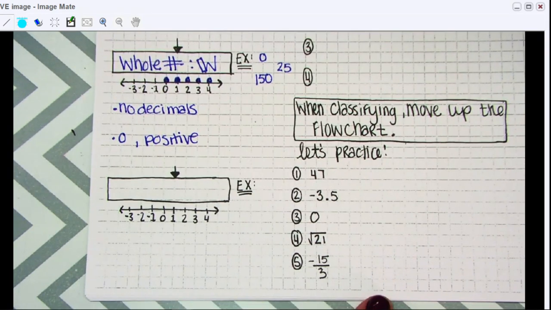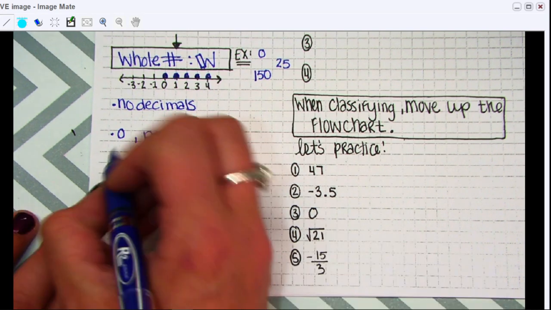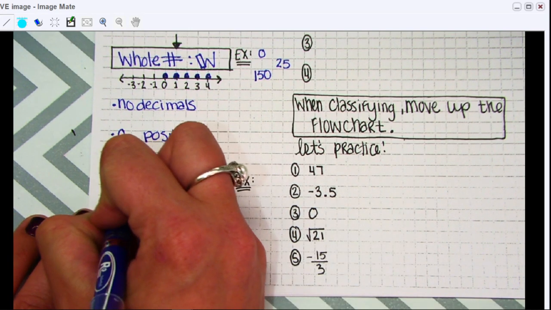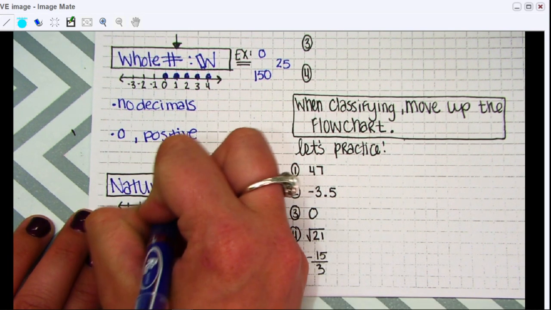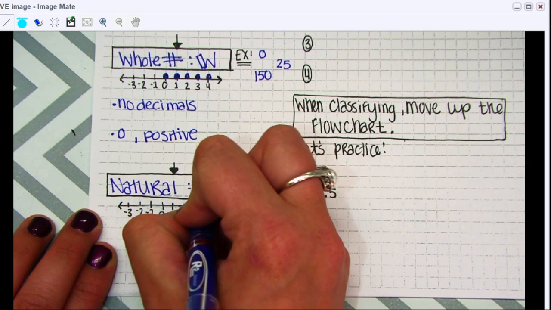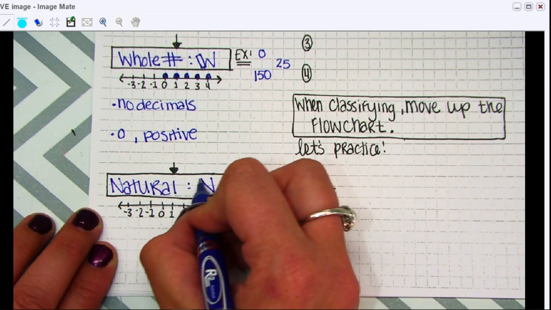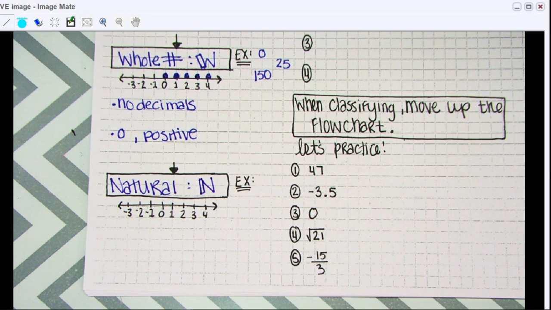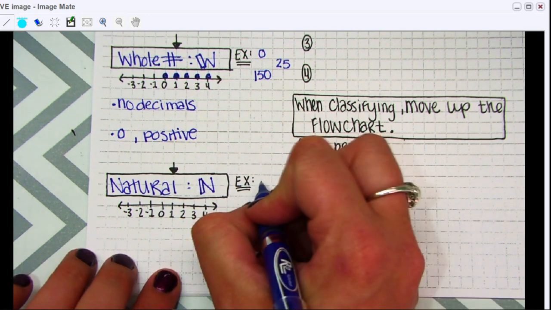Natural. There we go. And this one is also making sense. This is an N. The natural numbers is an N. Natural numbers are referred to as counting numbers because if we say count to 10, you don't start at 0. You don't go 0, 1, 2, 3, 4. We start at 1. So natural numbers start at 1 and continue.